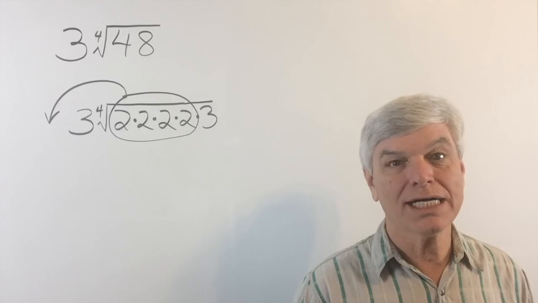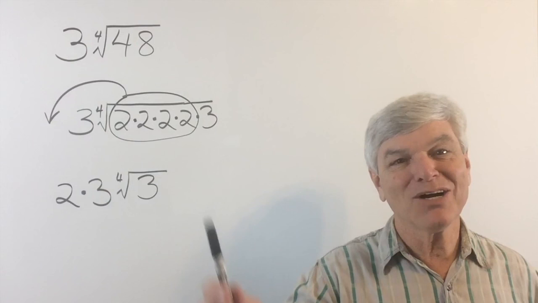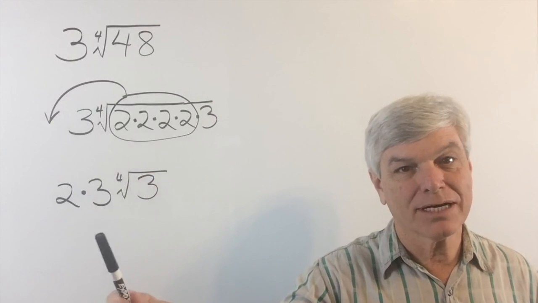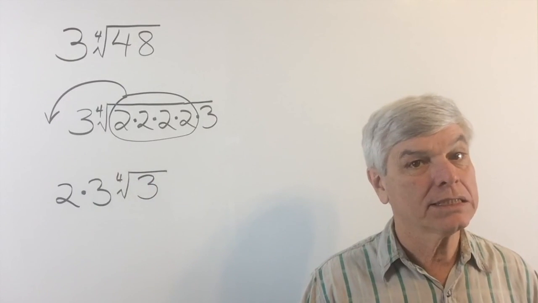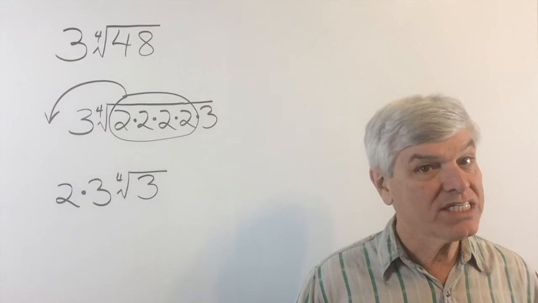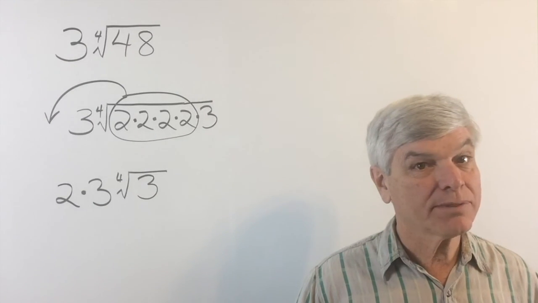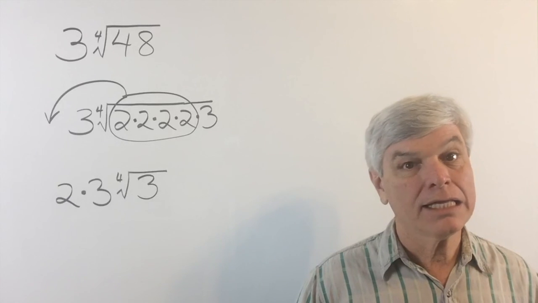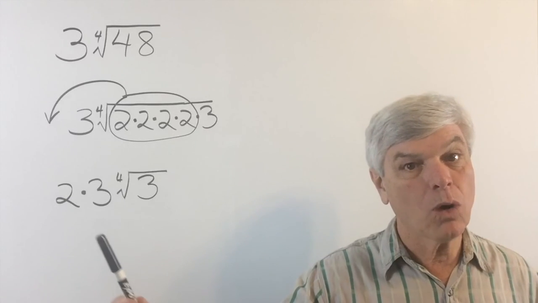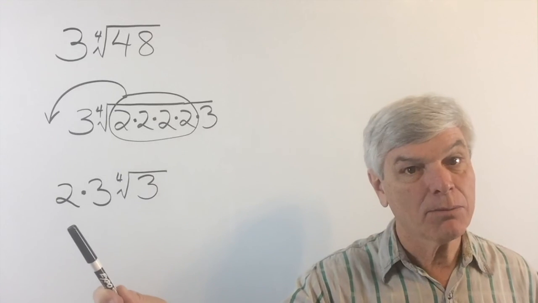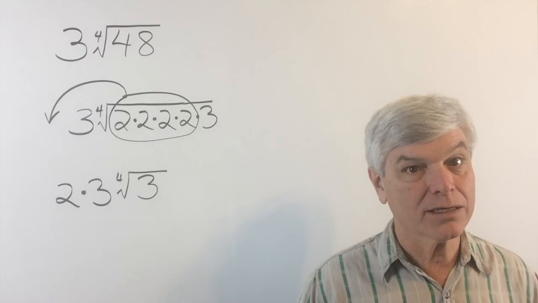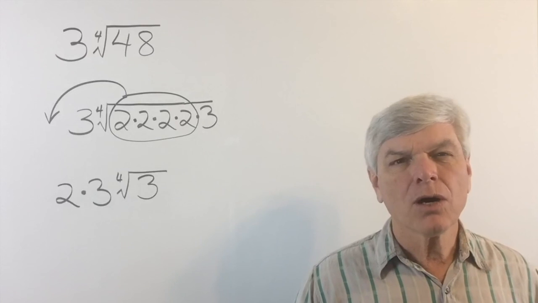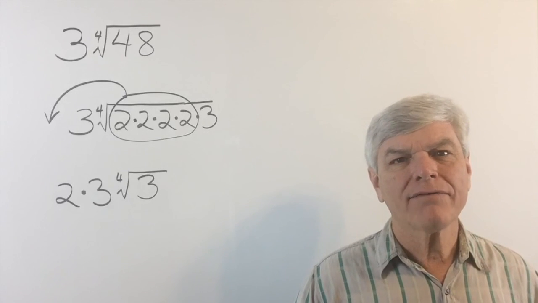I'm just grabbing quads. So I grabbed my quads, I took them out, brought the 2 down here. Remember, the quads become 1. The twins become 1. The triplets for the cubic root become 1. The quads for the 4th root become 1. Okay, they're always going to become 1. I took four 2s out, but I only bring 1 over here. Okay, so let's see. We have 2 times 3, 4th root of 3.